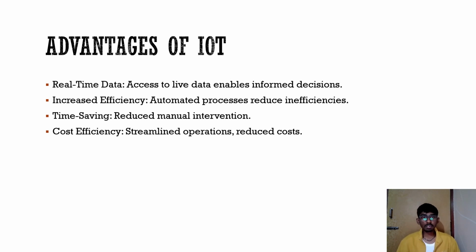The advantages of IoT are real-time data. It gives us access to real-time information from any place to another place. Increased efficiency: automated processes reduce inefficiencies and work properly. Time saving: reduced manual intervention can save a lot of time. And cost efficiency: these devices are not that expensive, so they can be easily installed.